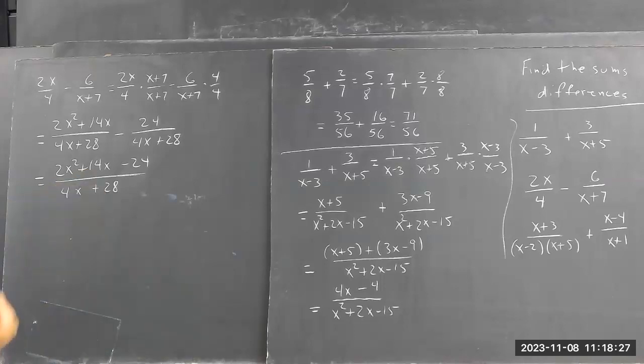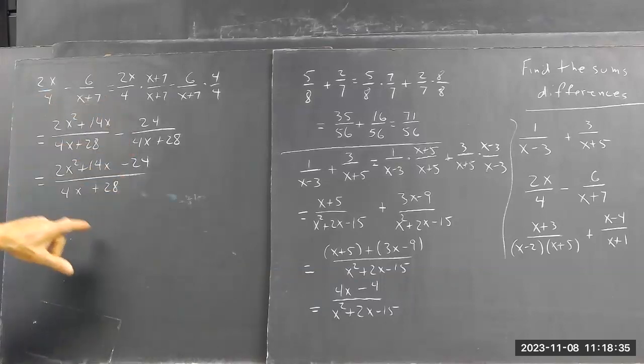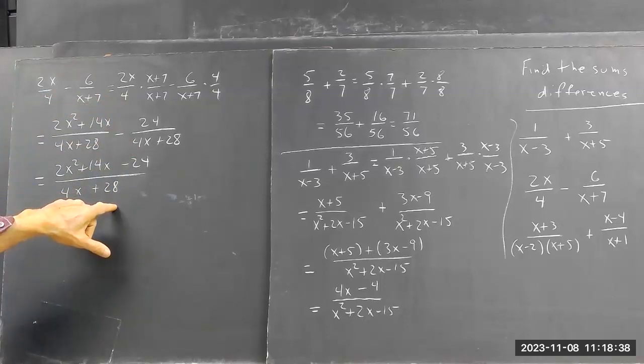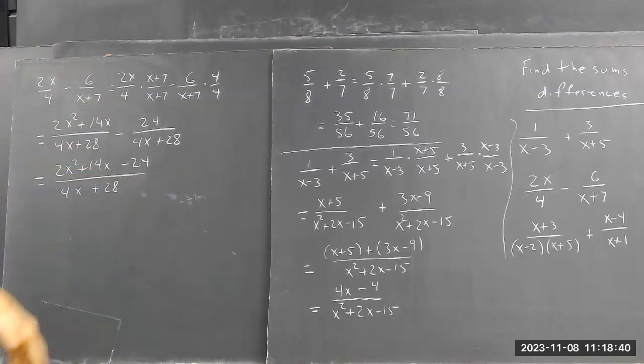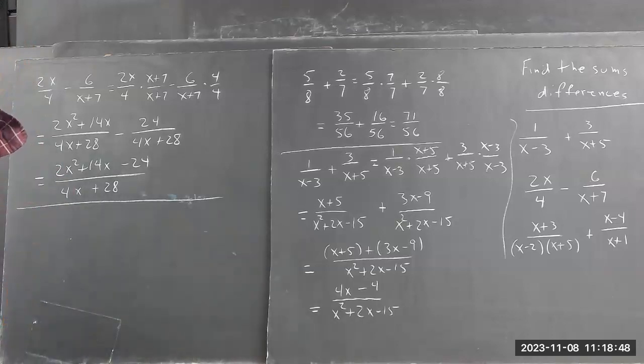Now, let's see. That almost factors, but not quite. So at this point, we would want to try to factor this numerator and see if it has any factors in common with the denominator. It doesn't, so we're not going to illustrate that right now, but that's something that we're going to do in some upcoming examples. Okay, let's do one more.